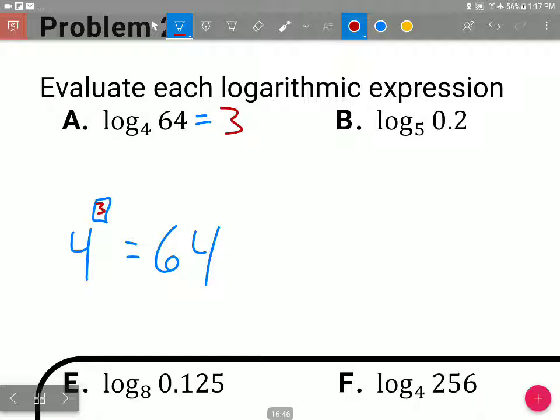All right, so letter B, same idea. We've got log base 5 of 0.2. So that's 5 to the what power would equal 0.2? Does anybody have any thoughts on this one?